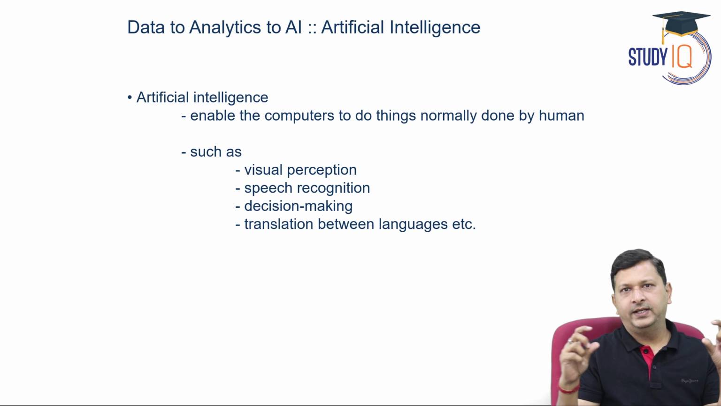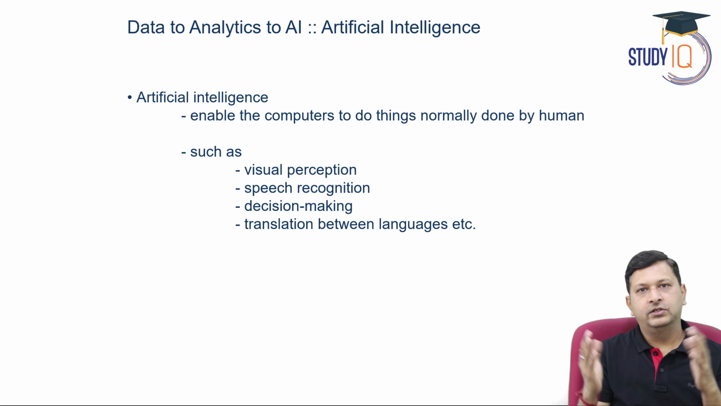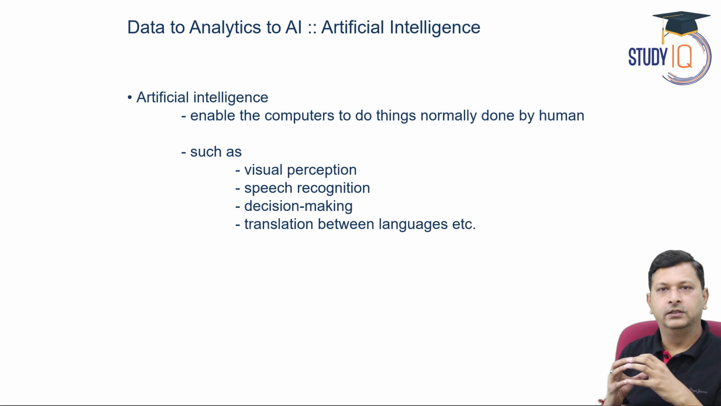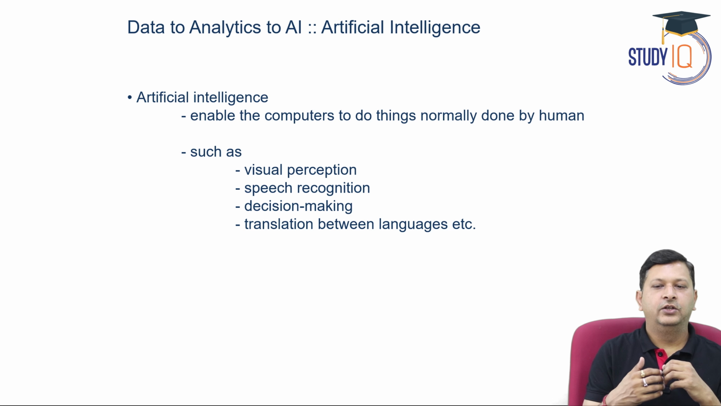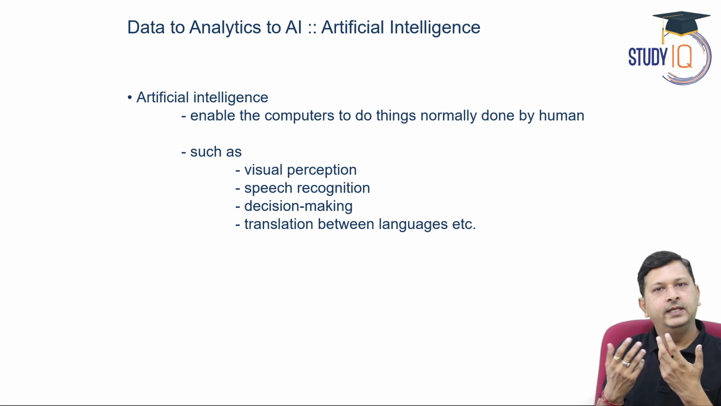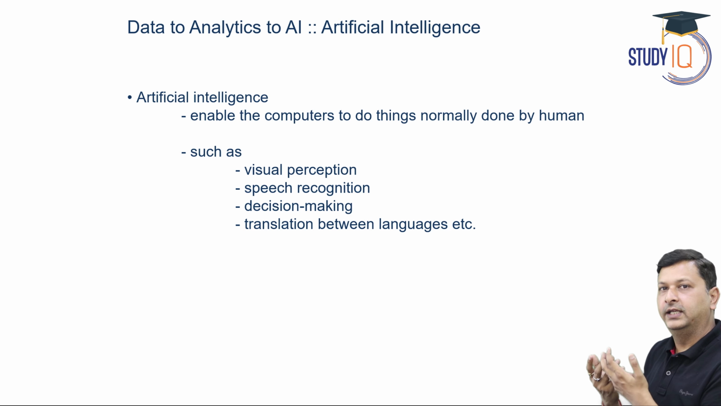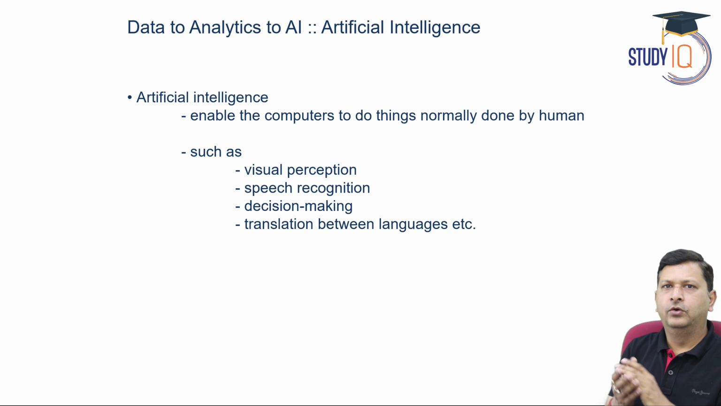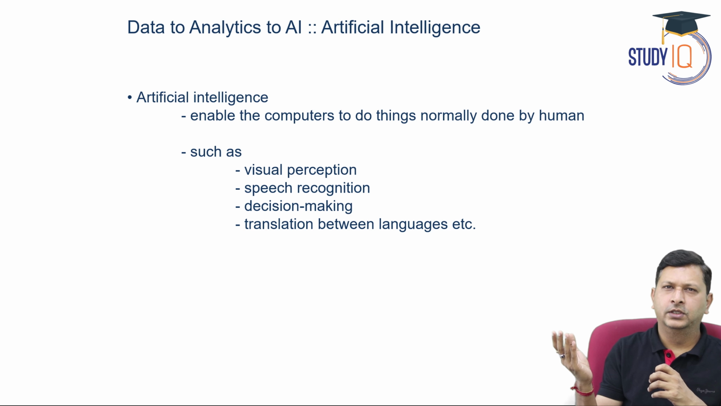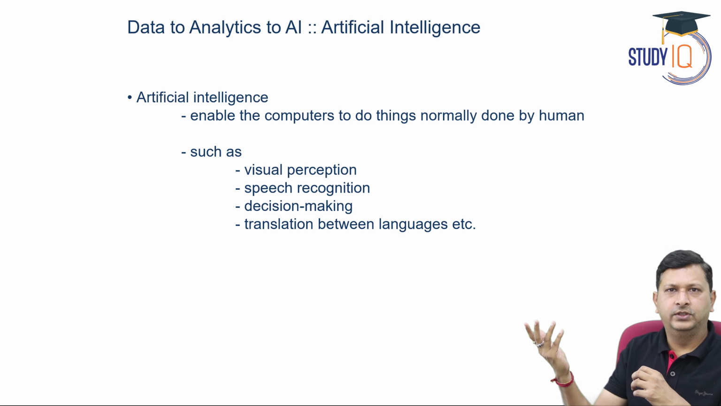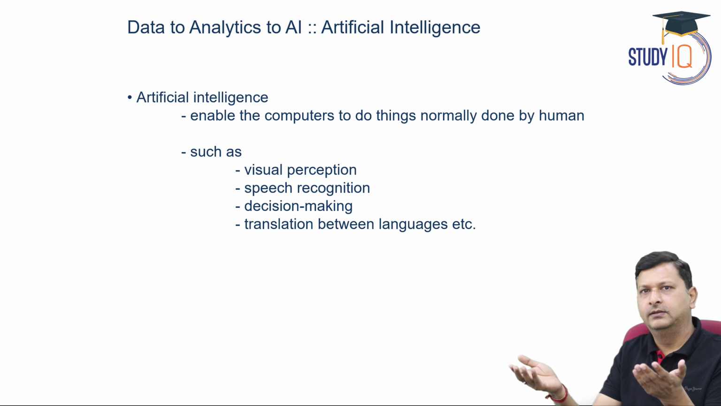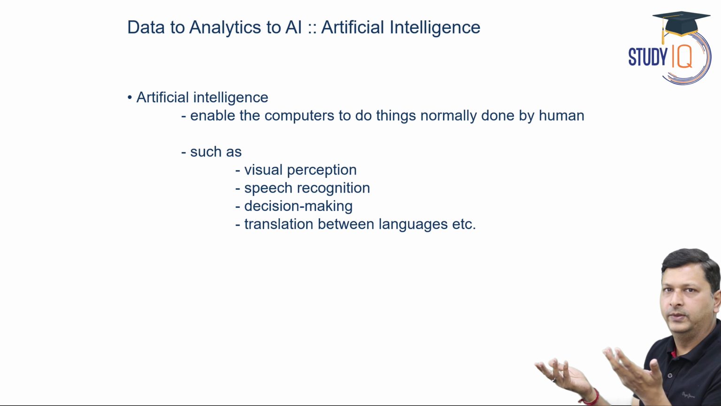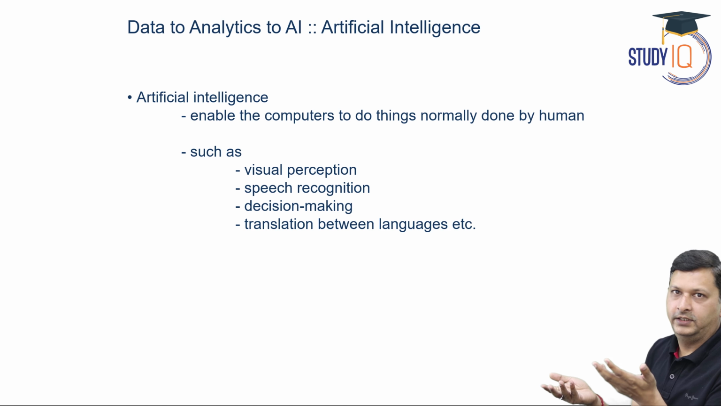So in very simple language, if I say what is the definition of artificial intelligence, it enables the computer to do the things normally done by humans. So any machine that is working like a normal human is artificial intelligence. We have heard that there was a robot at a birthday party serving the people. What is it actually doing? It is doing the activity of a waiter or a human being. So that is artificial intelligence.